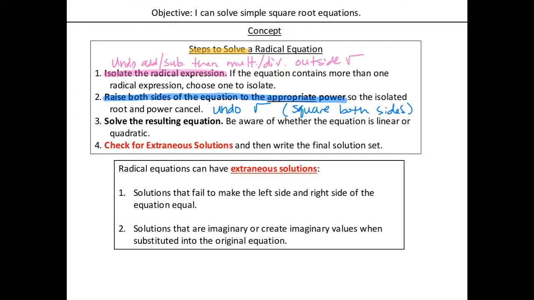And then our step 3 is to solve the resulting equation. And in order to solve the resulting equation, basically you undo any addition, subtraction, undo addition and subtraction, then multiplication and division that was inside the square root.